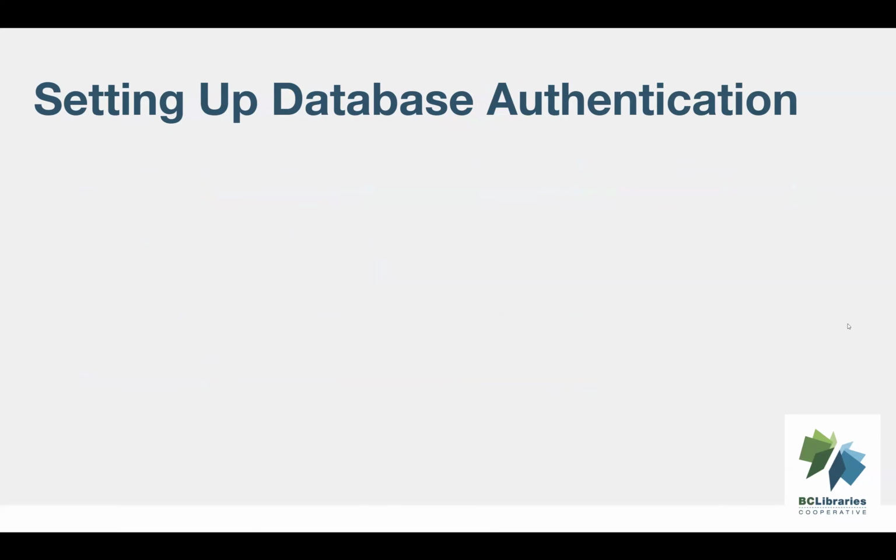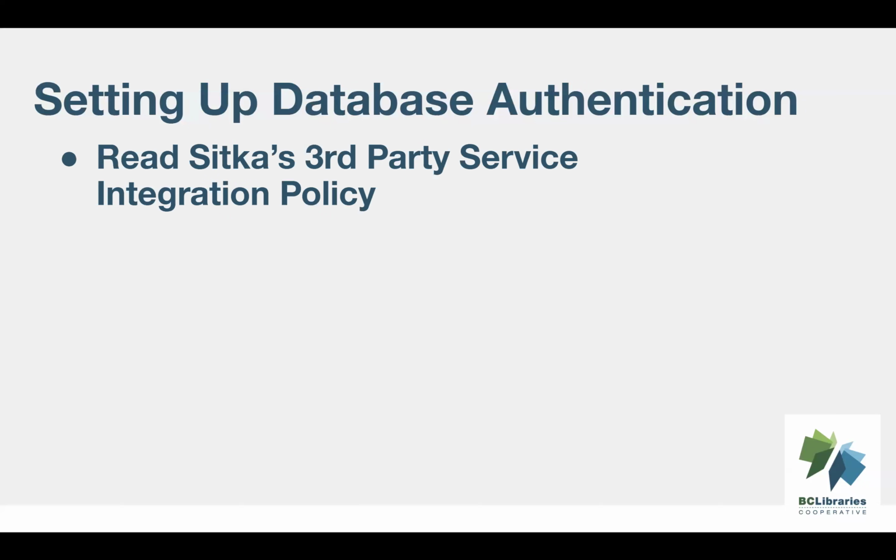Now, when looking at subscribing to a new product, it's very important that Sitka libraries read the third-party service integration policy and fill out the third-party service integration with Sitka's Evergreen survey before you even purchase anything. The policy and the survey can be found in Sitka's Evergreen Policy and Best Practices Manual, and the links to those will be provided in the handout for this session. So while Sitka's Evergreen can be used to authenticate your users for third-party products, not all products support authentication this way, and Evergreen doesn't support authentication with all products.